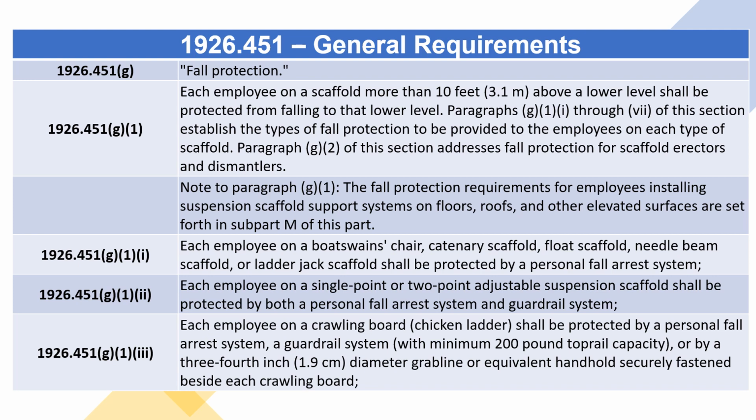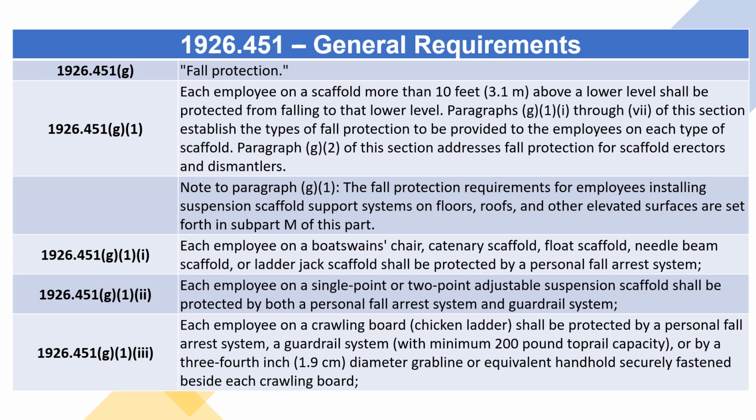Note to paragraph G1. The fall protection requirements for employees installing suspension scaffold support systems on floors, roofs, and other elevated surfaces are set forth in Subpart M of this part. 1926.451 G1(i) through G1(iii). Each employee on a bosun's chair, catenary scaffold, float scaffold, needle beam scaffold, or ladder jack scaffold shall be protected by a personal fall arrest system.